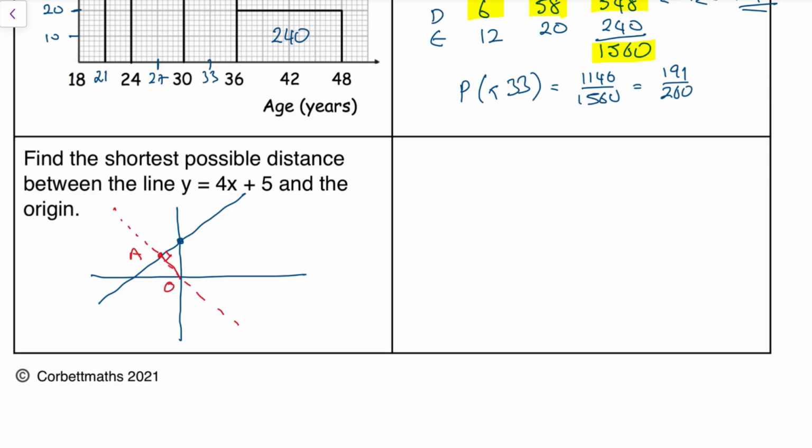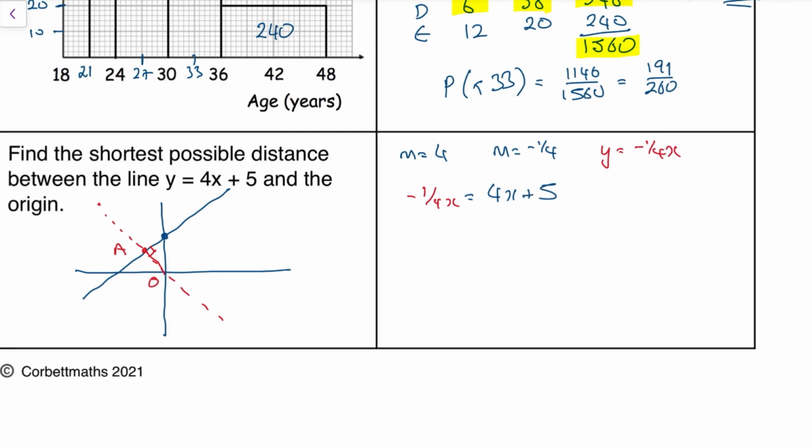So let's do that. So let's start by working out, well, I know the gradient of the line I'm given is 4, which means the gradient of the perpendicular line is the negative reciprocal, minus 1 over 4, which means the equation, I'm going to do it in red. So the equation of the red line is y equals minus a quarter x. There's no c term because it goes through 0. Then I want to find out where minus a quarter x is equal to 4x plus 5.